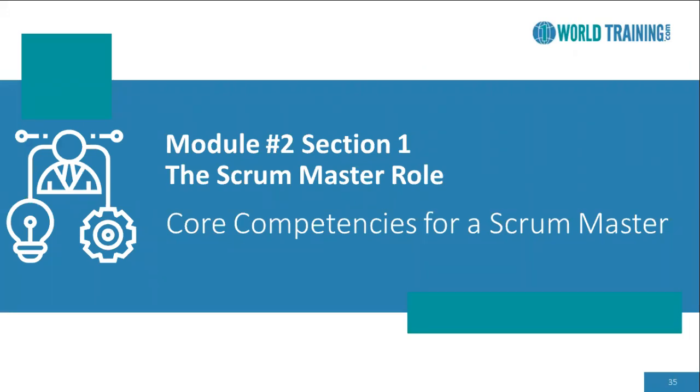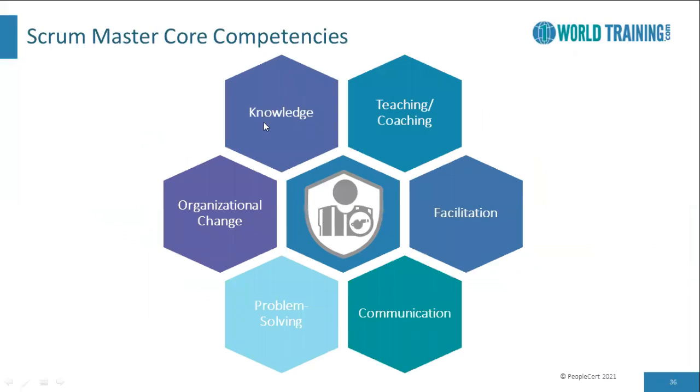We're now going to section 1 of this module, number 2, the Scrum Master role. In particular, the core competencies for a Scrum Master. These are listed here as knowledge, teaching or coaching, facilitation, communication, problem solving, and organizational change.